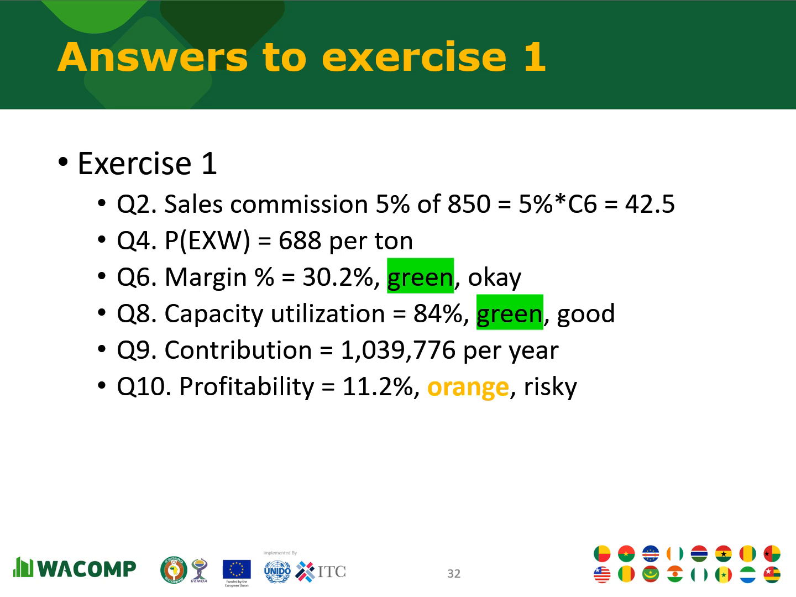Question 10. What is the profitability? Is it acceptable? You read cell F9, profitability, it equals 11.2%. That's orange. Risky. I'd like to know at what sales price I can get a profitability of 16%.